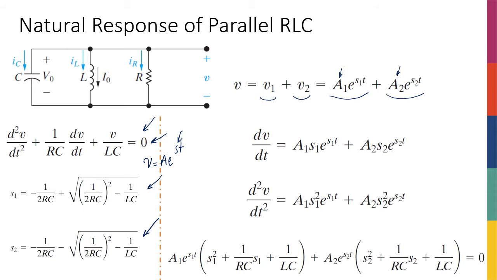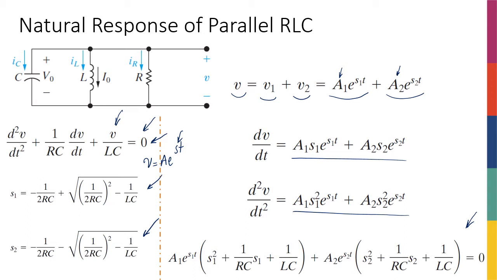To prove that, you can simply take dv over dt for this V. So dv over dt is going to be basically this expression. The second derivative is going to be this expression. If you plug that into the differential equation here, you're going to get this expression. And if you clean things up and move things around, you're going to get the expression that you can see here.